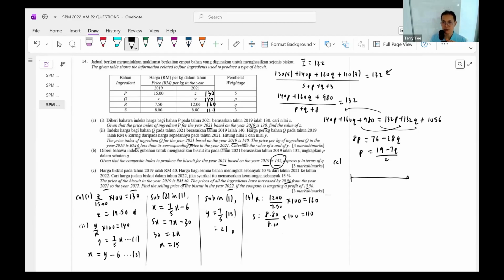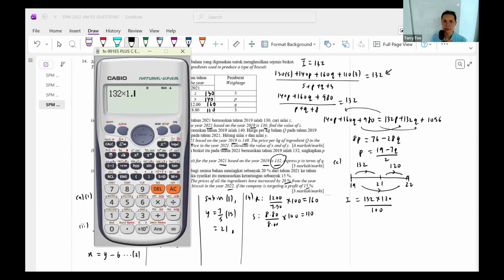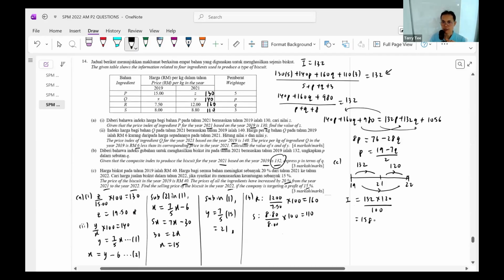So we can use this simplified chain rule thing. So this is 19, 21, 22. 19 to 21, the overall cost of the composite index is 132. 21 to 22 increased by 20%. So you are finding the price index for 19 to 22. So we take 132 times 120 divided by 100. So basically it's 132 times 1.2. You should get 158.4. So what does this 158.4 mean? That means that the cost has gone up by 58.4% within these 3 years.